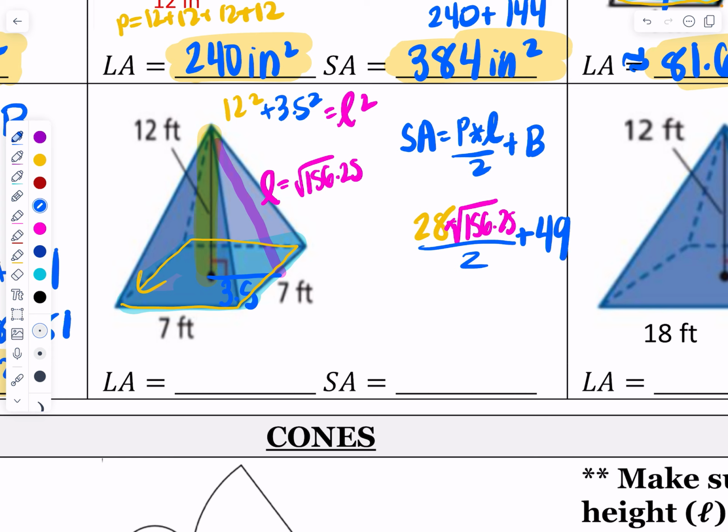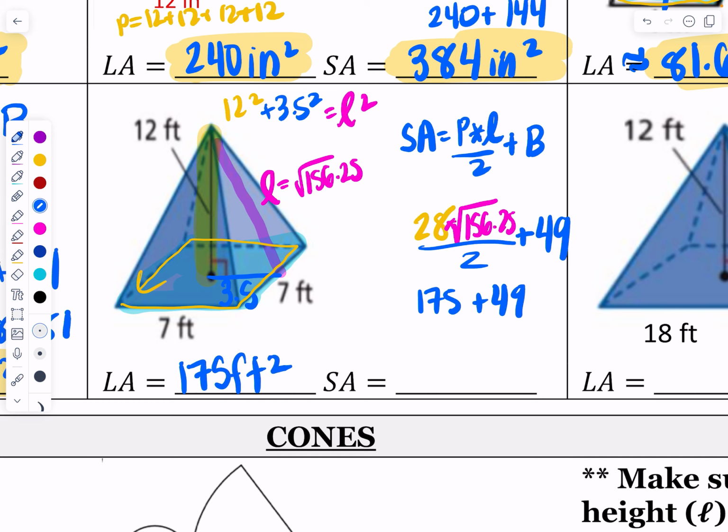So let's type this in. It doesn't want me to round it. 28 times root 156.25 divided by 2 is going to give me 175. So that's going to be 175 plus 49. So 175 feet squared is my lateral area.